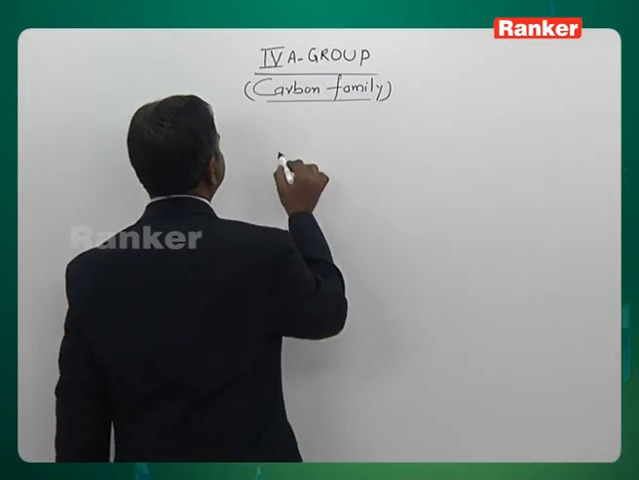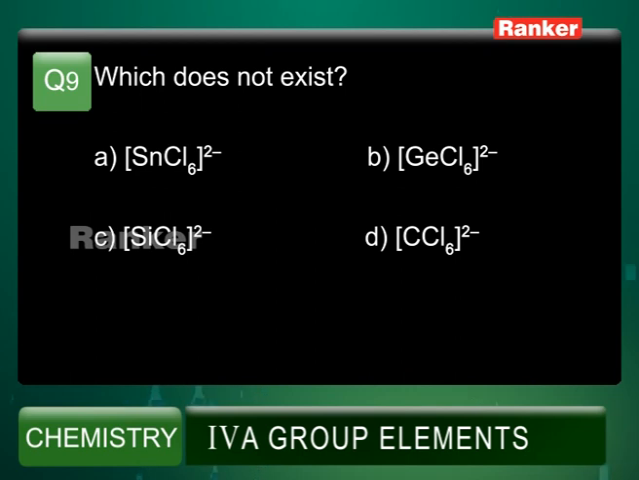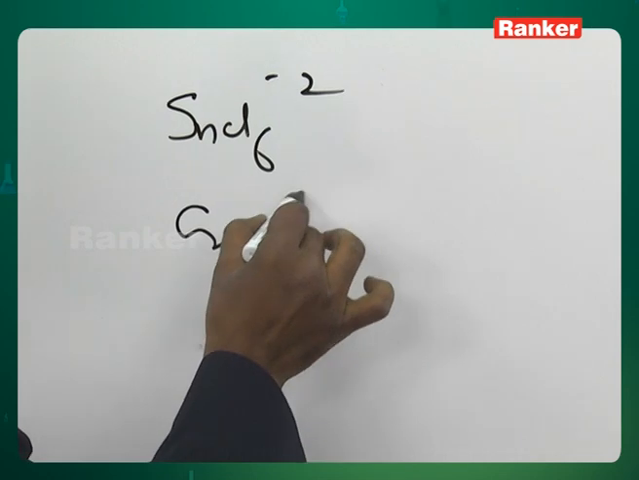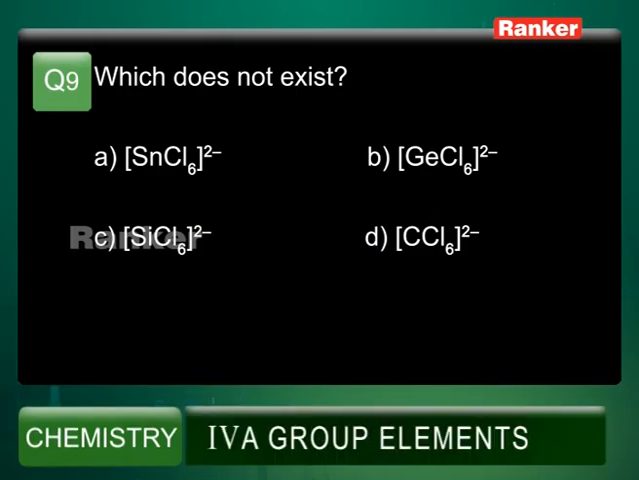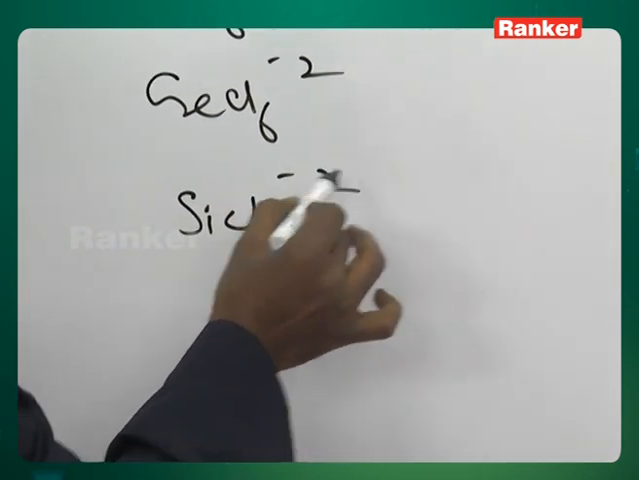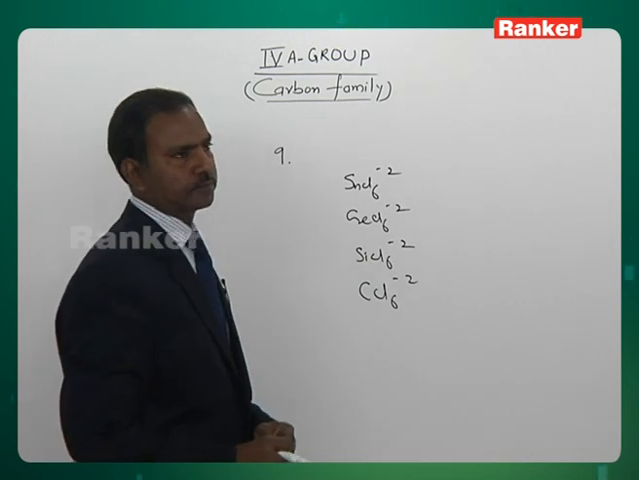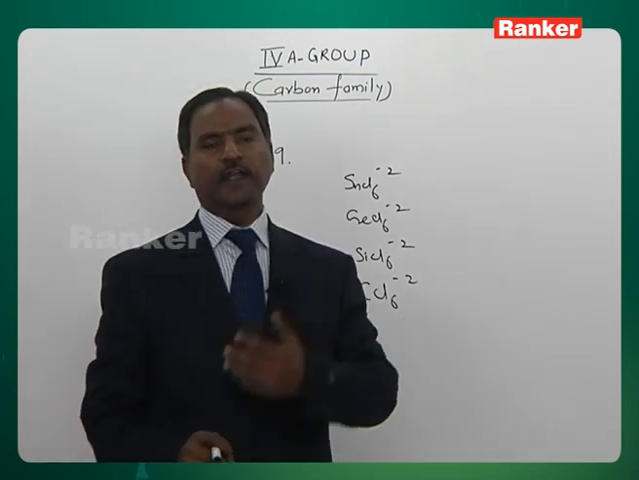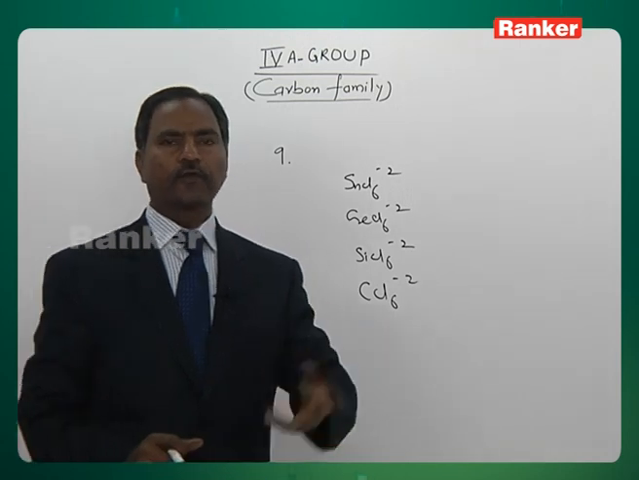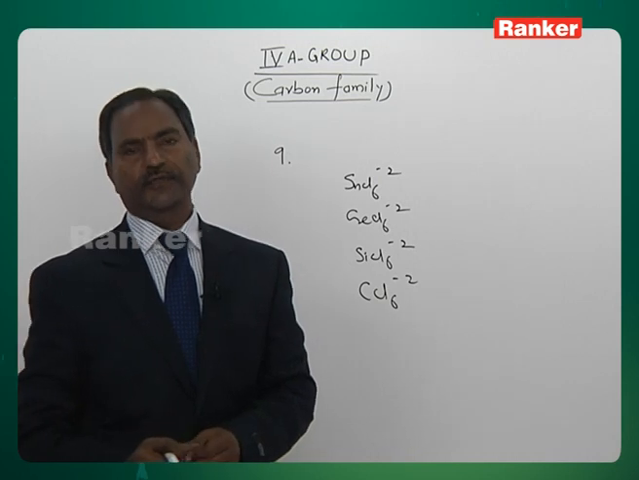Question number 9: which does not exist? SnCl6 2-, GeCl6 2-, SiCl6 2-, CCl6 2-. Just now we discussed a question about why carbon cannot form coordination number 6 while silicon can.